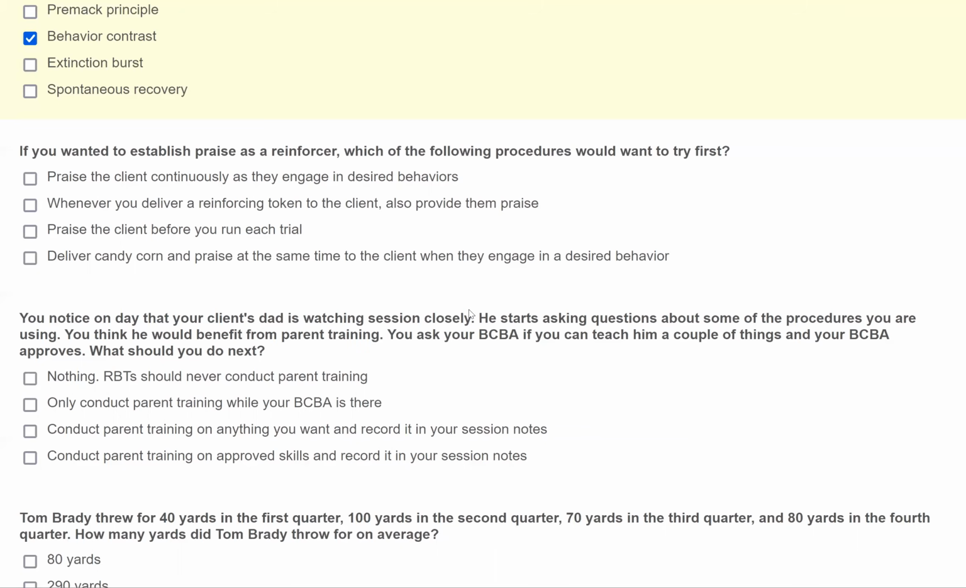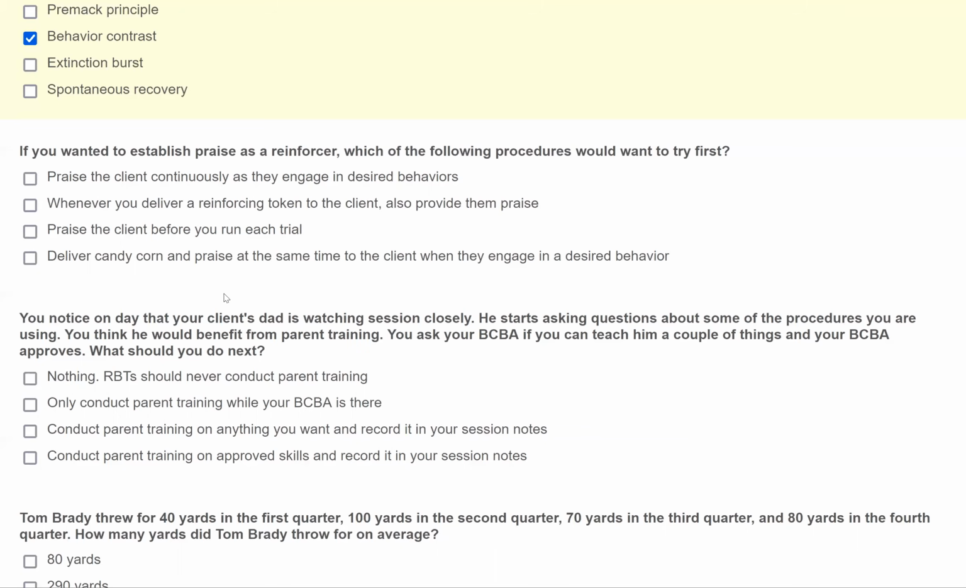C, praise the client before you run each trial. Again, we're not doing it before, and praise doesn't function as a reinforcer yet, right? We have to pair praise with something that already has reinforcing properties so that it obtains those reinforcing properties.